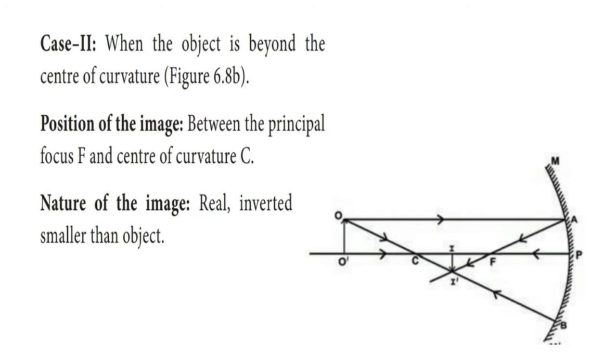Case 2. When the object is beyond the center of curvature, here the object is placed at O dash. So it is kept beyond the center of curvature, C being the center of curvature. The image will be formed between the principal focus F and the center of curvature C. The nature of the image is real, inverted and smaller than the object.